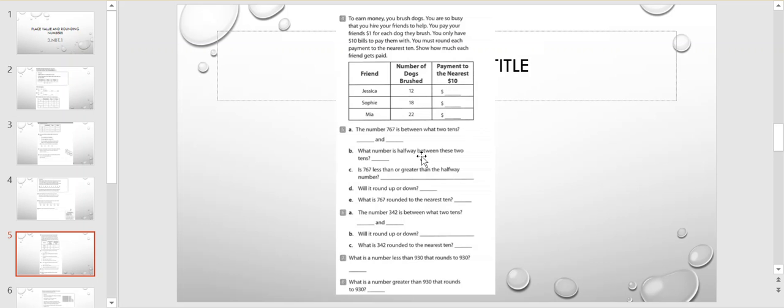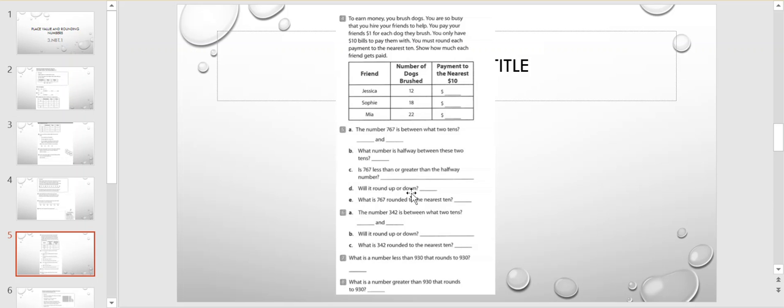The next one, on B, says, what number is halfway between these 2 tens? So that would be the one that ends with a 5. That would be halfway between the number you wrote here and the number you wrote here. On C, is 767 less than or greater than the halfway number? So the number you wrote here, does this number fall after it or before it on a number line? So is it smaller or bigger, less than or greater than? That's what you're going to write on this line.